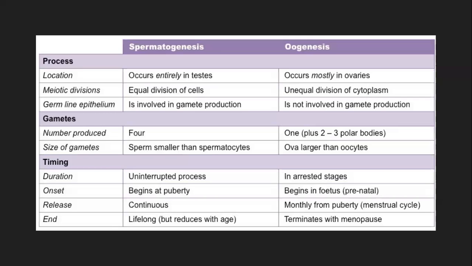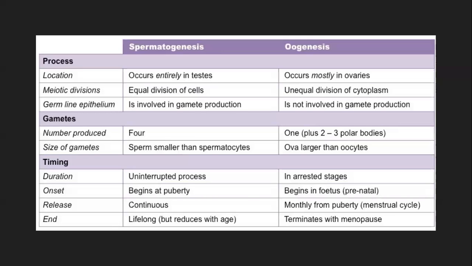In terms of timings, spermatogenesis is a continuous and uninterrupted process, while oogenesis is in arrested stages, that is from the developmental embryo stage to puberty, puberty to fertilization, and after fertilization. So there are these different stages. Not that oogenesis happens after fertilization, but after fertilization the complete maturation of the ova happens. So that's how it is different.